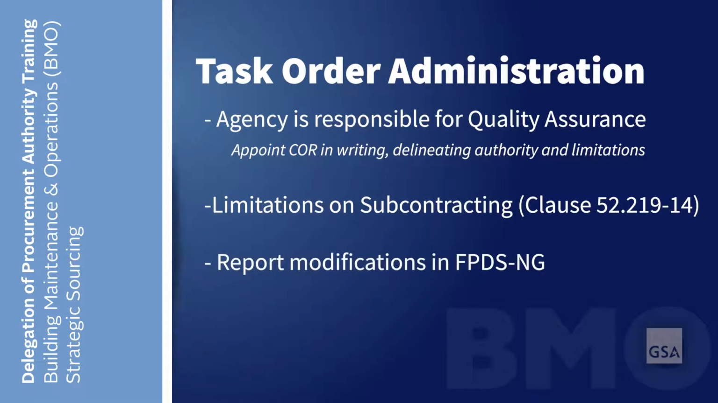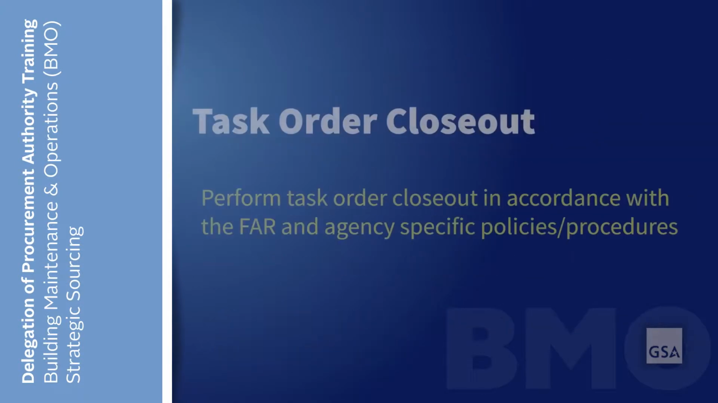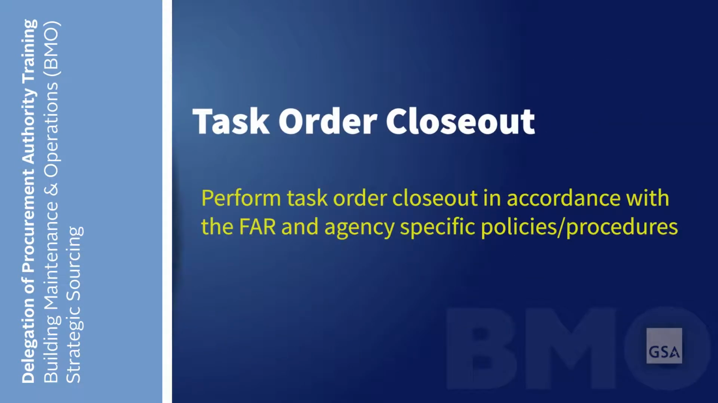A few more notes as it relates to task order administration under BMO. The first is to report modifications in FPDS-NG, and the second is to prepare contractor performance evaluations and report them in CPARS. The final slide in Phase 6 deals with task order closeout, and it's a simple reminder to perform task order closeout in accordance with the FAR and any agency-specific policies or procedures.